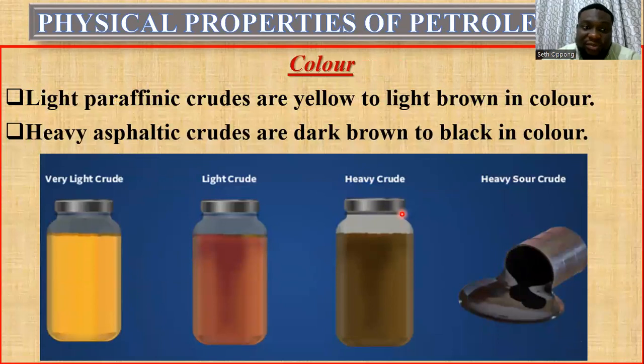As you can see in the picture, we have light crude oil. They are normally yellowish brown, and then they begin getting darker and darker. And then you can see this heavy crude oil or sour crude oil, they are very black in nature. So with this, you can determine how heavy or light a crude oil is by just looking at it.